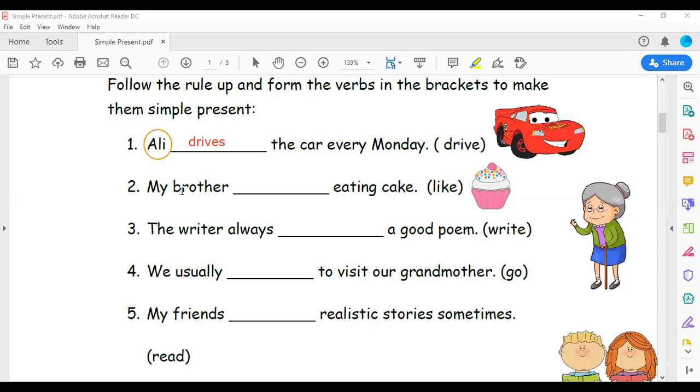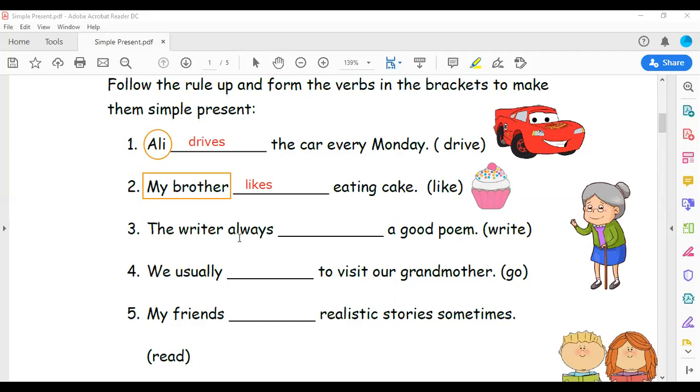Number two, my brother eating cake and I have like. Okay, let's look at the subject. The first thing you do is look at the subject. We have my brother, the subject, and my brother is singular. So when I have singular subject, what do I do? Bravo, I add s to the verb. Thank you very much. So likes, done.